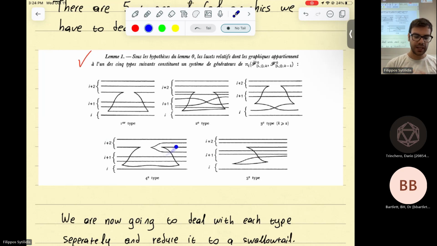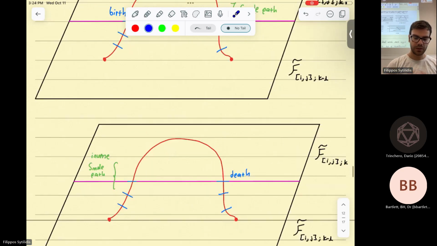And that's really the only thing that I have to worry about, and everything else I can just push away from the diagram and be left with something of this form. And then this last one is I have a birth and then Snell. So this last one corresponds to this case.